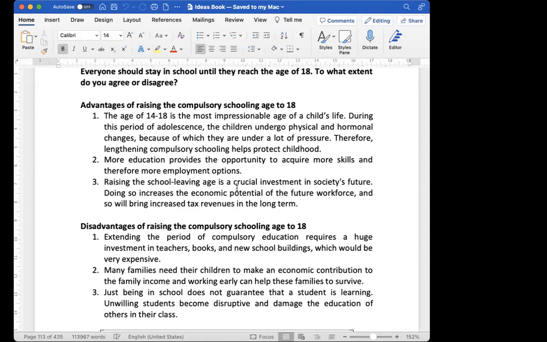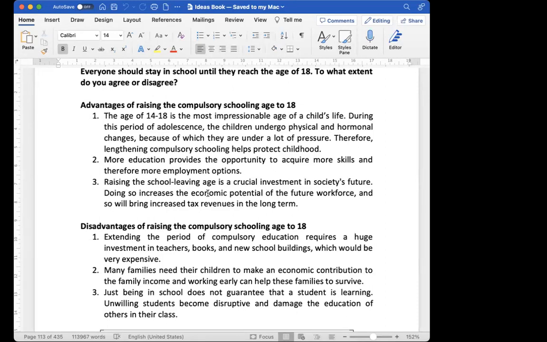During this period of adolescence, children undergo physical and hormonal changes because of which they are under a lot of pressure. Therefore, lengthening compulsory schooling helps protect childhood. More education provides the opportunity to acquire more skills and therefore more employment options. Raising the school leaving age is a crucial investment in society's future.